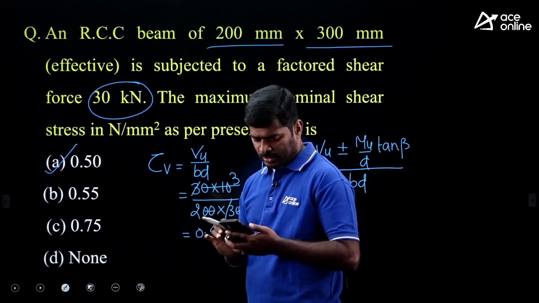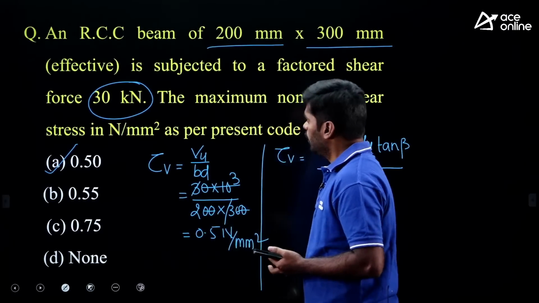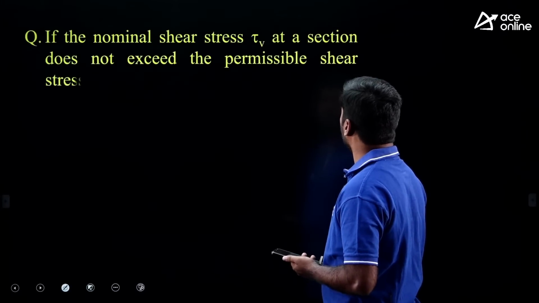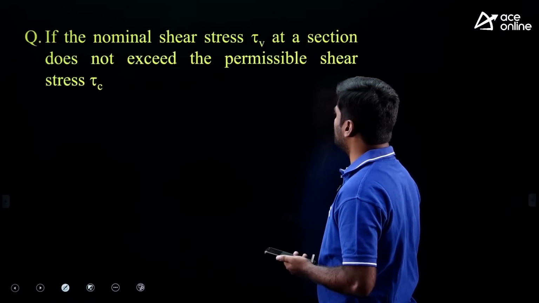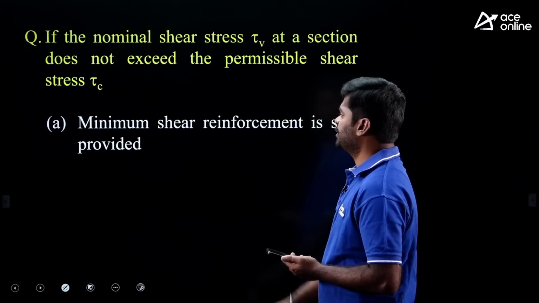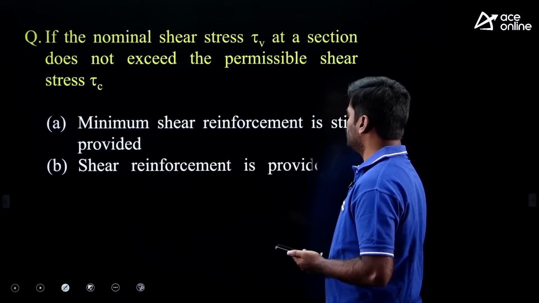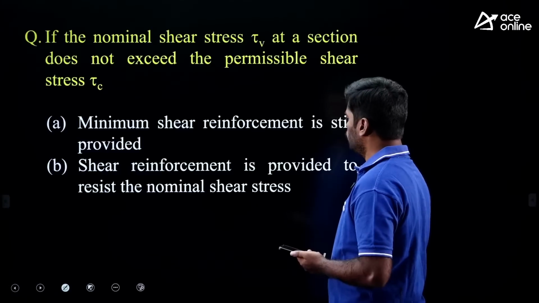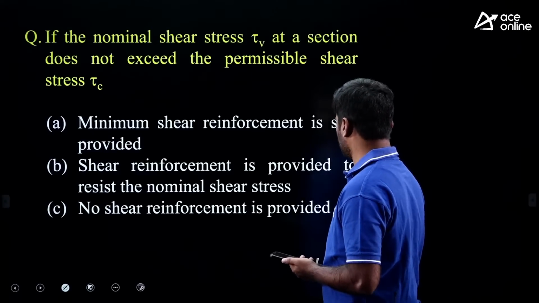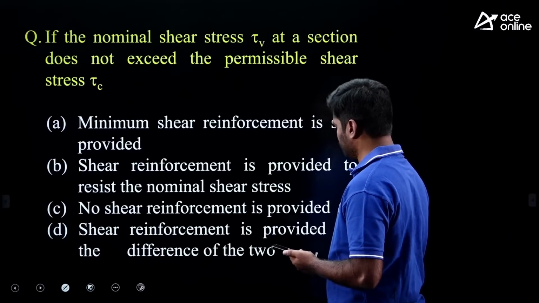Option A is correct. Good. Then move to next question. Next question: if the nominal shear stress tau V at a section does not exceed the permissible shear stress tau C, options given: A, minimum shear reinforcement is still provided; B, shear reinforcement is provided to resist the nominal shear stress; C, no shear reinforcement is provided; D, shear reinforcement is provided for the difference of the two.